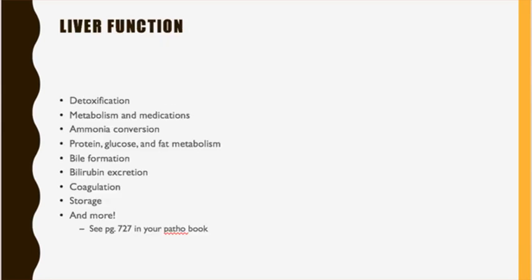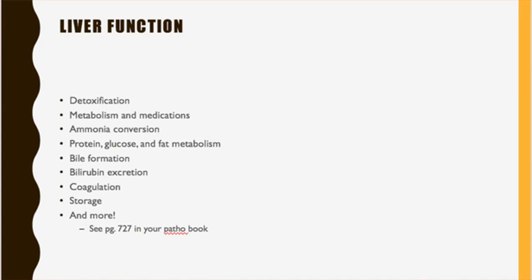The liver has several different functions. It's a pretty important organ, right? It is used for detoxification, metabolism of medication, ammonia conversion, protein, glucose, and fat metabolism, bile formation, bilirubin excretion, coagulation, storage, and a ton more. If you want to know everything the liver does, it's on page 727 in your patho book.